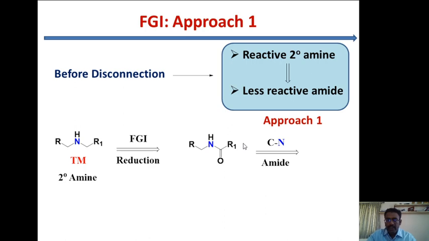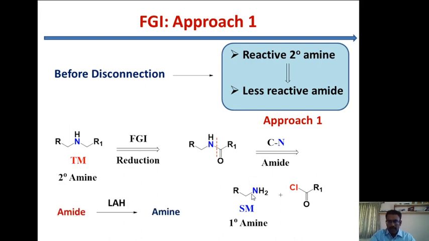Here we are disconnecting this C-N bond. Yes, we have to disconnect the hetero carbon bond. We can easily disconnect it now. The starting materials will be the amine and an acid chloride. If you disconnect over here, this will be the nucleophile and this will be the electrophile. In the forward direction, you can easily get the amide from these two synthetic equivalents.